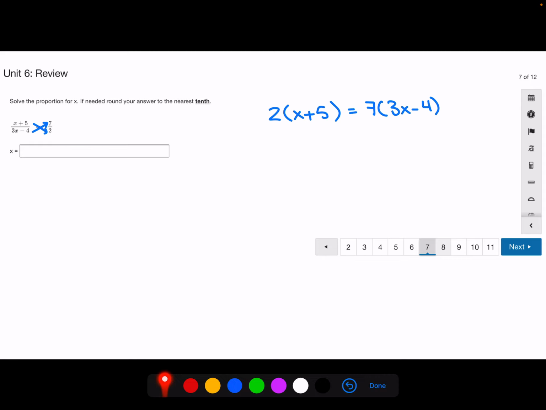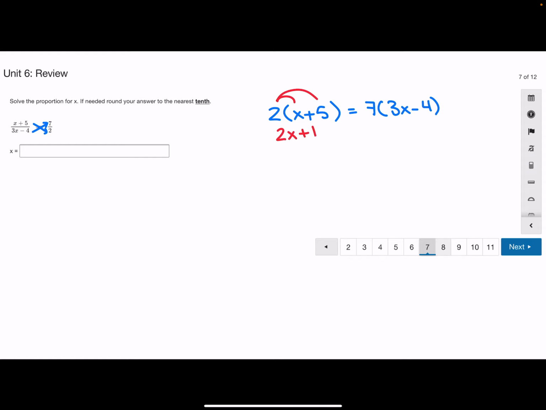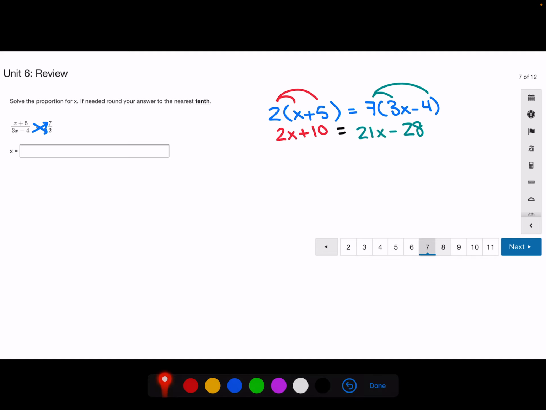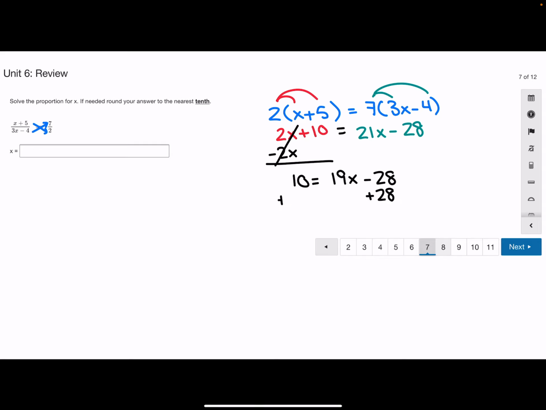Now looking at this, we're just going to start solving for x from here. And if we look, we need to distribute through the parentheses. So distributing will give us 2x plus 10 equals 21x minus 28. Now that we distributed, we're going to get all of our like terms on the same side and simplify. If I subtract 2x from both sides, 21x minus 2x will give me 19x. If I add 28 to both sides, 10 plus 28 will give me 38. So we'll have 38 equals 19x.